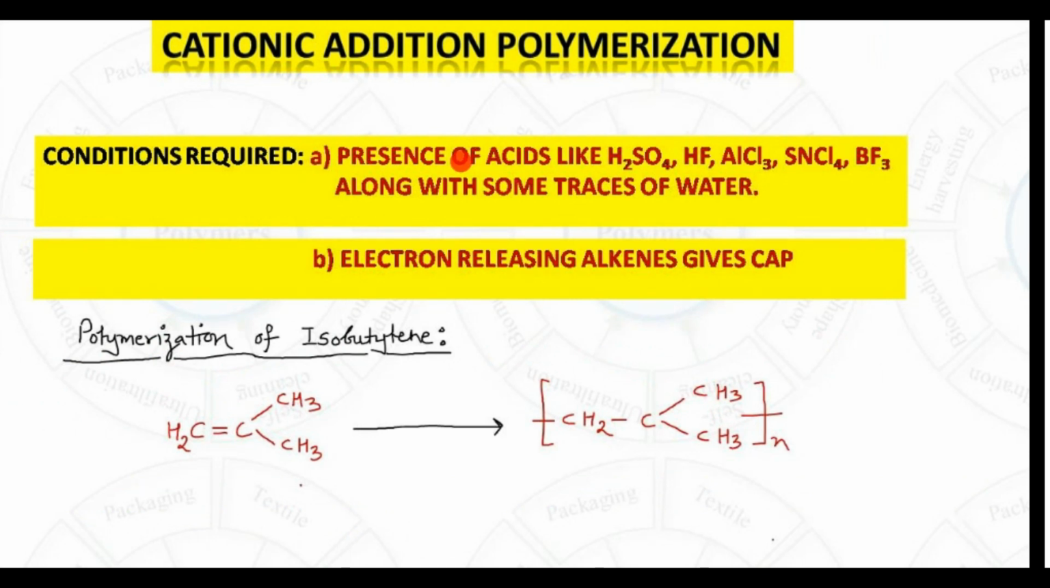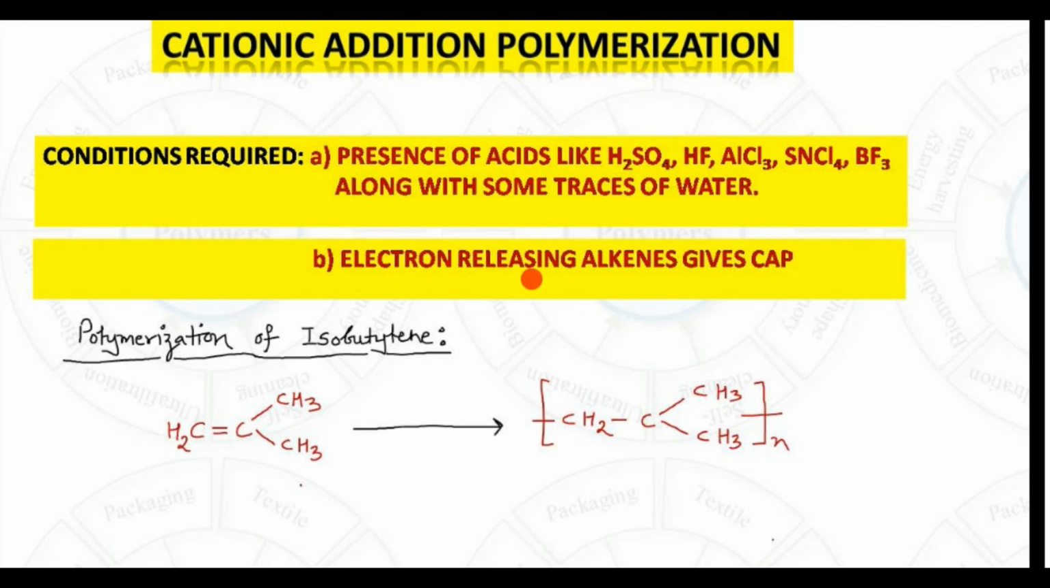Number one, the presence of acids. You may have sulfuric acid, hydrofluoric acid, and you may also have a Lewis acid, like SnCl4. Sorry, this is not capital N, this is small n, please correct it. This is SnCl4, stannic chloride, and this is BF3. All these are Lewis acids. Along with the Lewis acid, you may also have a protic acid, or you may have some other traces, such as traces of water, which are very important, right?